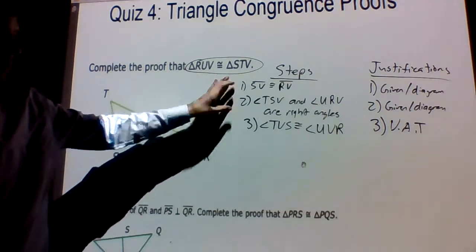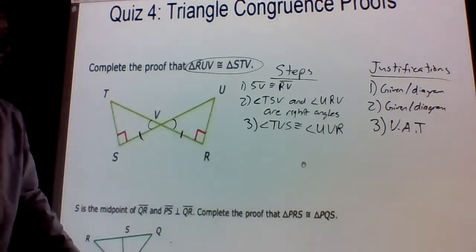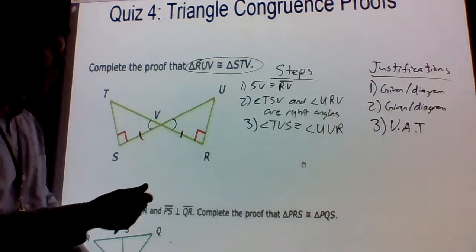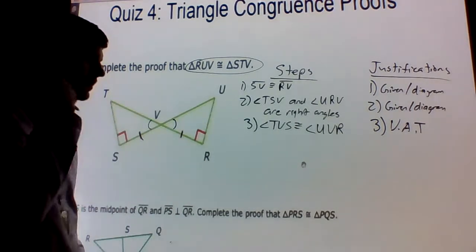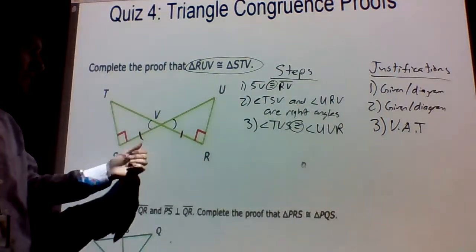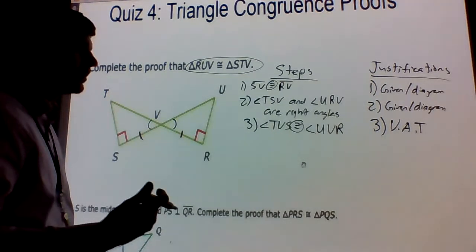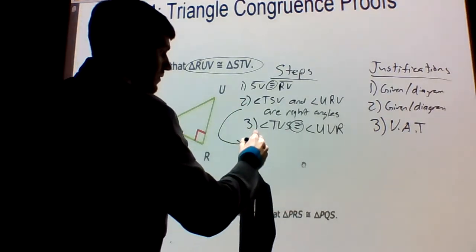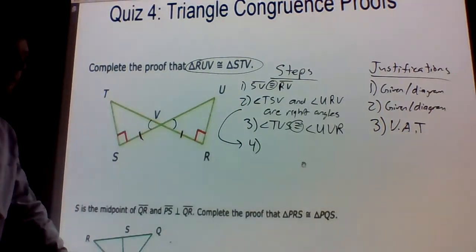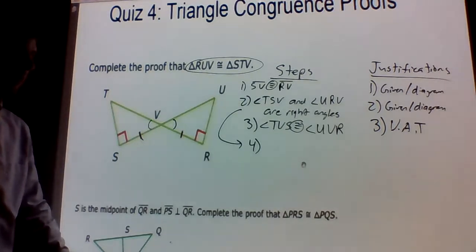So step 1, write the givens. Step 2, look for shared sides or vertical angles. Step 3, we're going to use the givens. Again, our goal is to find 3 corresponding parts that are congruent. So far, we have 2 corresponding parts that are congruent, a side and an angle. We're going to find the last one using the givens. So step 3 in our process is use the givens. If you haven't used a given in your proof, you probably haven't done it right. You probably have to use all of your givens for the proofs that we're going to give you.